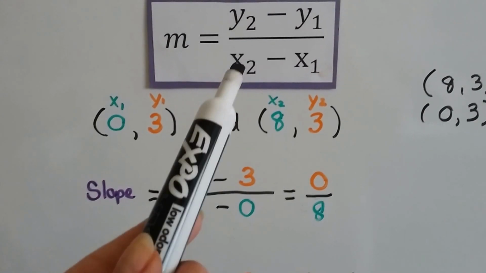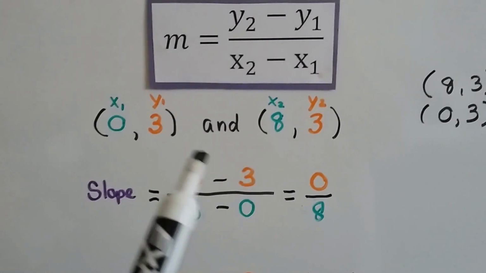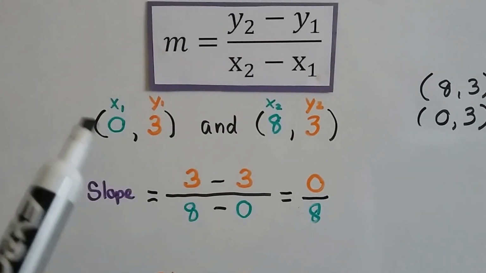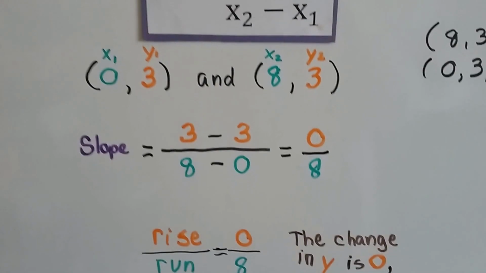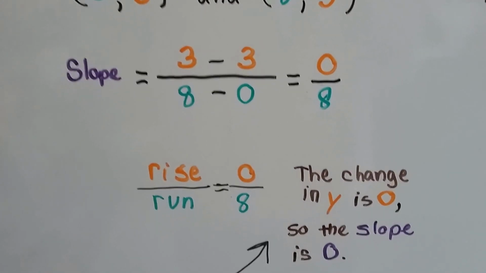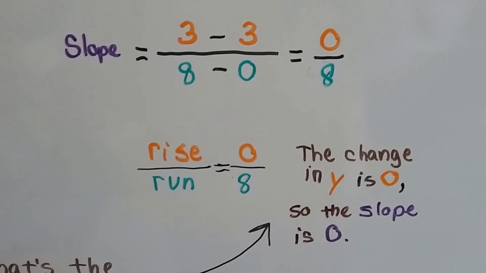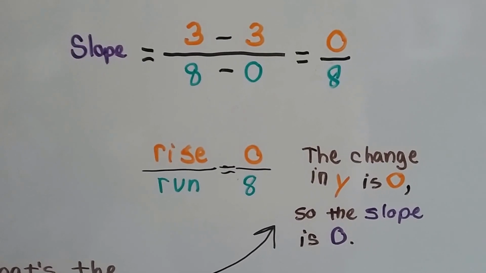So to stick to this formula of y2 minus y1, we have 3 minus 3, which is a 0. And we've got 8 minus 0, which is an 8. So we have 0 divided by 8 as our rise over our run. So the change in the y value is a 0. That rise is a 0. So the slope is 0.